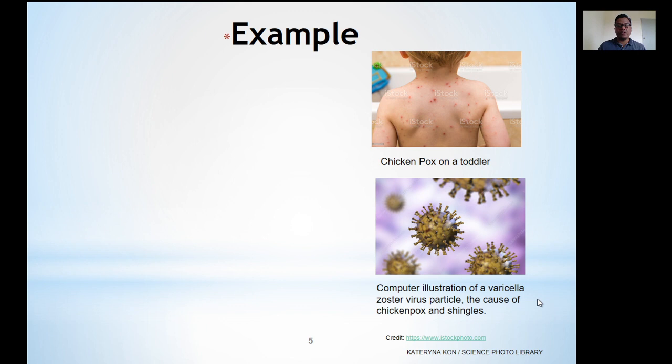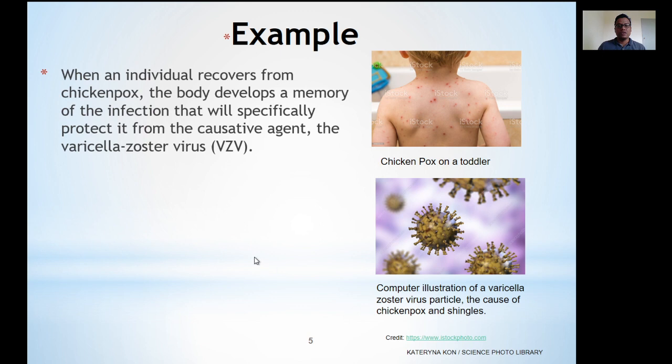For example, we can commonly observe this in chickenpox cases. Here, chickenpox on a toddler. This is very common, and 99% of people, I think, will be infected once in their lifetime with chickenpox, but it will most of the time happen once, because our body already has memory for a second infection.